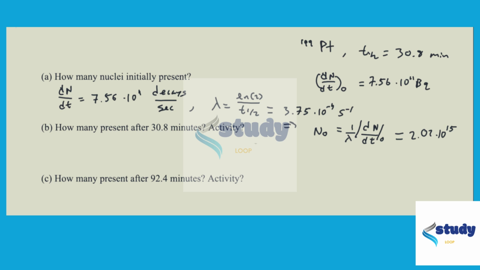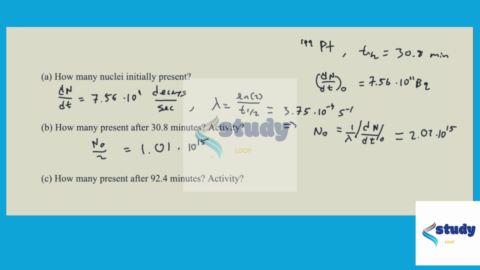So the next thing we're asked is how many are present after 30.8 minutes, which is equivalently one half-life. So the definition of the half-life is the amount of time it takes for 1/2 of the sample to decay. So after 30.8 minutes, only half remain, which is N naught, the initial value, over 2. And so this is 1.01 times 10 to the 15.